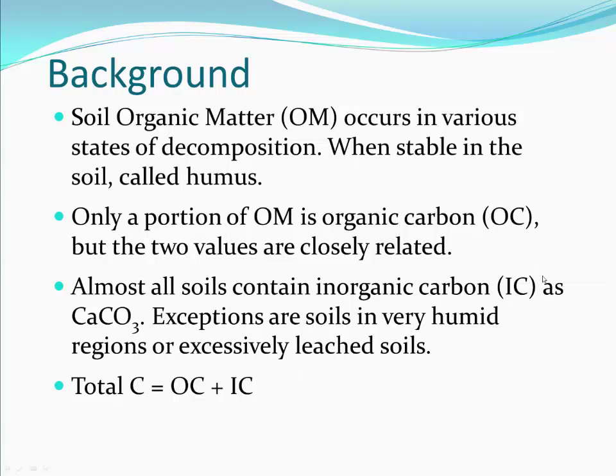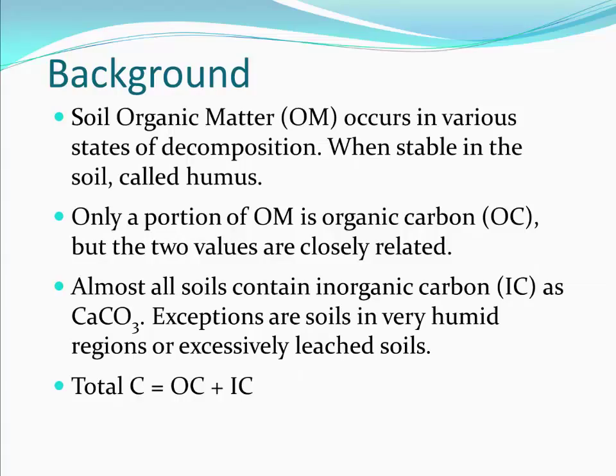Well, let's start with a little bit of background information. Soil organic matter, and we'll just call this organic matter from now on, occurs in various states of decomposition. When it's stable in the soil, after it's undergone the initial weathering and decomposition by microbes, we call it humus. So the stable fraction is called humus. The original material is called organic matter. Only a portion of organic matter is actually carbon, but the two values are closely related: organic carbon and organic matter.